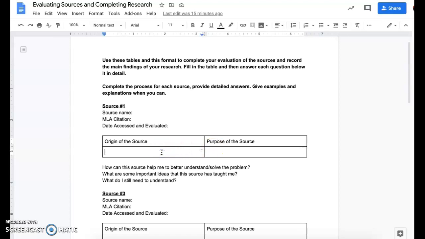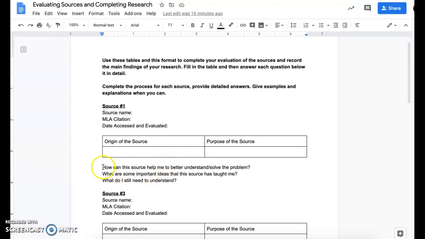The origin of the source can also tell us things like what are the qualifications of the person who made it? The purpose of the source also makes you think a little bit more critically about why the source was written. What was the author's purpose or the creator's purpose in making that source?